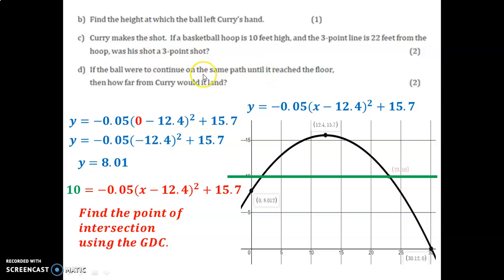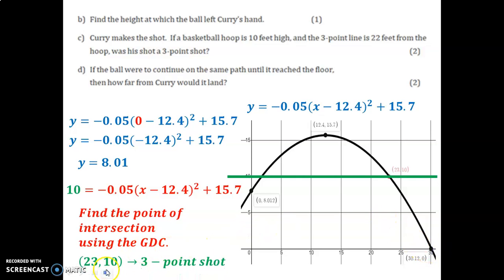Okay, part D. If the ball were to continue on the same path until it reached the floor, so here it went through the basket, continuing the same path, hitting the floor here eventually, then how far would it be from Curry? Well, that point is clearly one of the x-intercepts that we're looking for there. So if we can find the x-intercepts, we can answer that question.